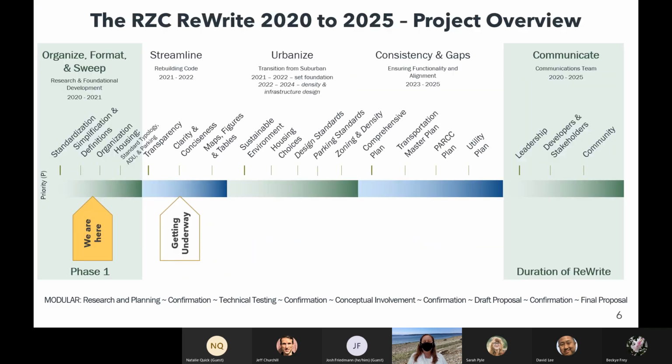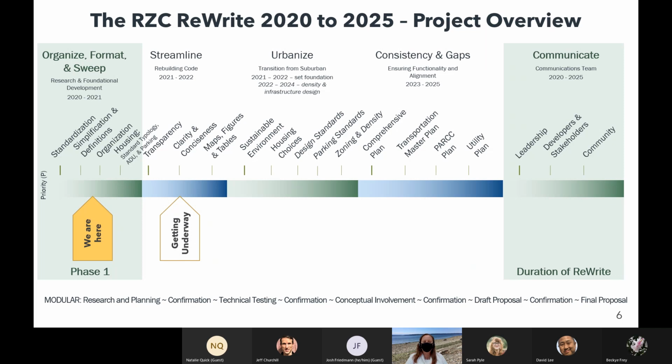Let's begin with an overview. The Redmond Zoning Code rewrite is a multi-year, multi-phase project. You can see here that we are in phase 1 of the rewrite. This phase is emphasizing building a solid foundation so that in years to come, there will be a clear, concise, and effective code, one that is efficient for customers as well as for staff as they are reviewing applications for development. The second phase is also underway at this time.